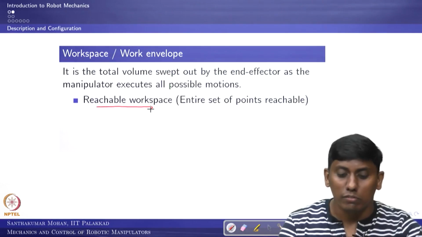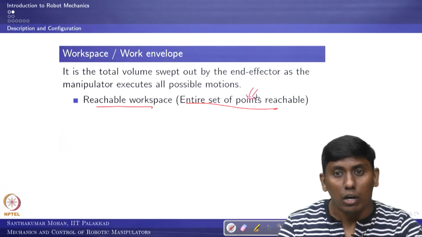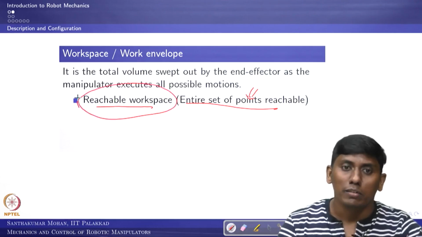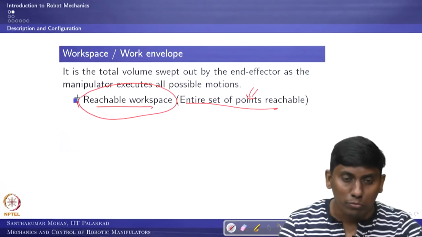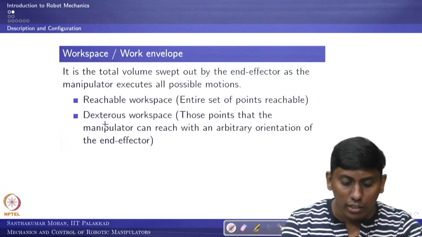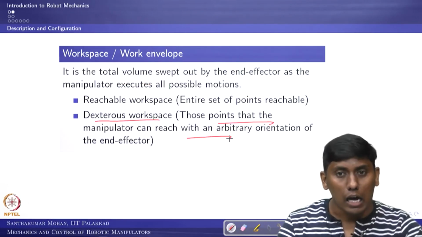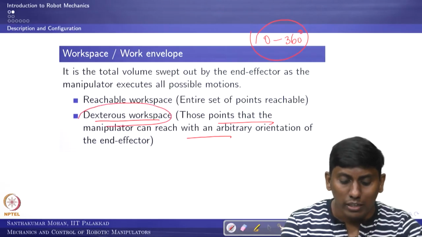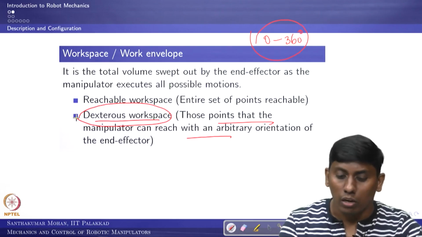One is the reachable workspace, the entire set of points reachable. In other words, the entire set of possible configurations, and that is what you call the reachable workspace. If you look at the end effector point and trace it over the configurations, that is the reachable workspace. In that subset, the dexterous workspace means those points the manipulator can reach with any arbitrary orientation of the end effector, going 0 to 360 degrees. That is the dexterous workspace. I hope you are clear now on what the envelope and the configuration are.